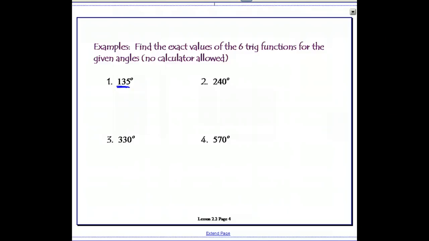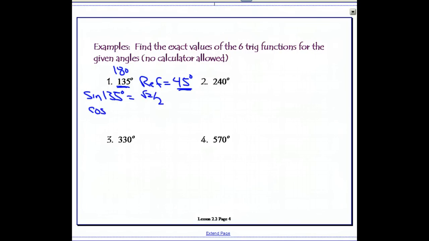They give you 135 degrees. You immediately want to find the reference angle. And I go 180. It's the second quadrant. So 180 minus 135. My reference angle is 45 degrees. So guys, what's the sine of 135 degrees? It's the same as the sine of 45 degrees. Look that up in your chart. What's the sine of 45 degrees? Square root of 2 over 2.